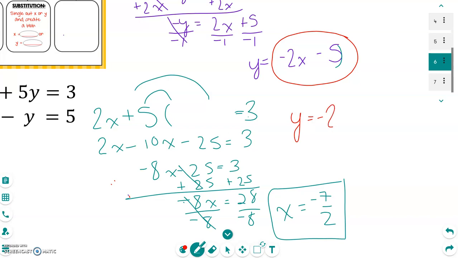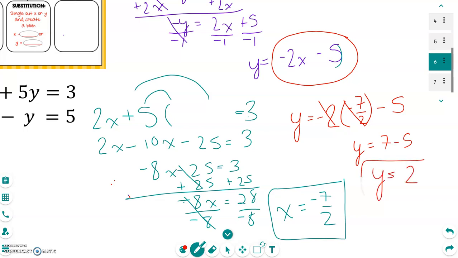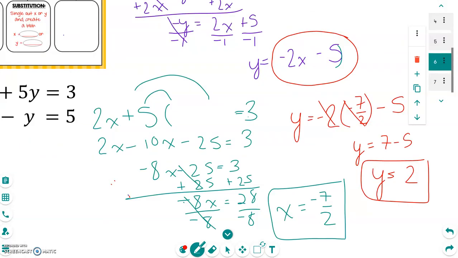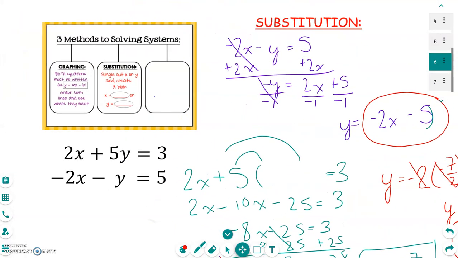Y equals negative 2, and again, instead of using x, we use this right here to plug into x. So let's do 2 times negative 7 over 2 minus 5. These cancel out. You end up with y equals 7 minus 5. And your final answer, y equals 2. Nice. And if you notice, the answers match. We have negative 7 over 2 here for our x and 2 for our y, just like we did in this answer. So you just solved the system using 2 different methods.